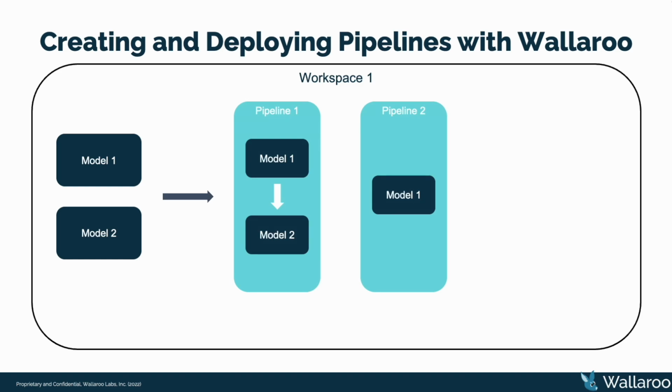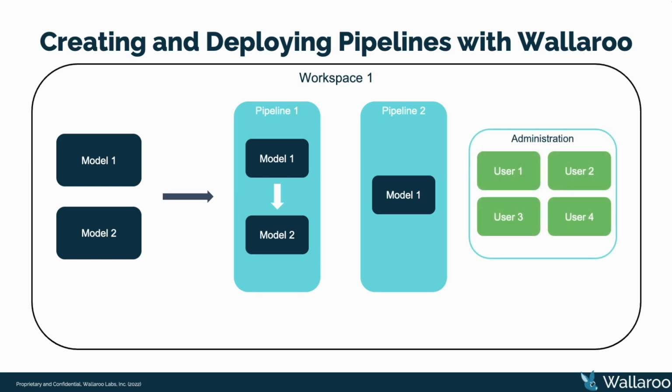I can take these models and chain them together into pipelines. A pipeline can consist of one or more models, and these can be various steps that we chain together, and ultimately these are going to be the unit that we actually deploy, feed our input to, and receive output from. Finally, I can assign users to a workspace, and this is going to control both security and the permissions of who can and can't do things like upload models, edit pipelines, etc.